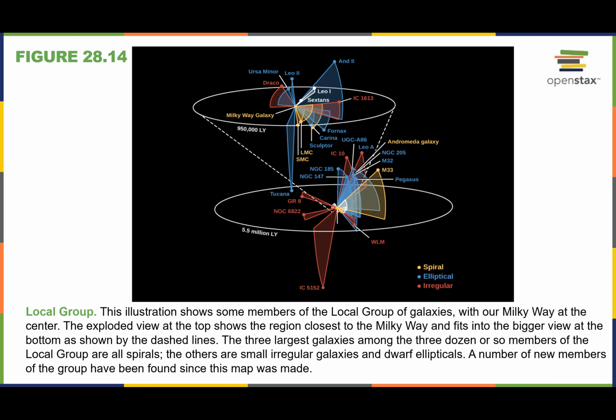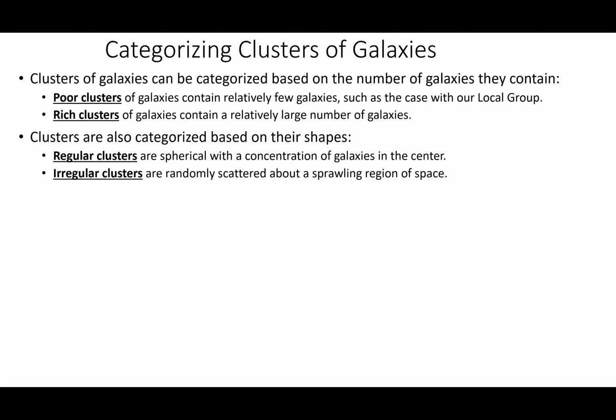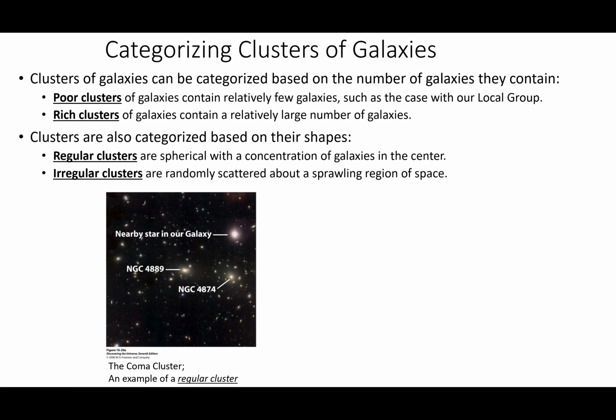If we break it out and look at our entire group, this is all the Local Group, our cluster of galaxies. You're widening it out now to 5.5 million light years. Clusters of galaxies can be poor clusters or rich clusters, depending upon whether you have lots of galaxies or not very many. You can have them nicely distributed and concentrated in the middle; those are regular galaxy clusters. Otherwise, if they're weird looking, they're irregular clusters.